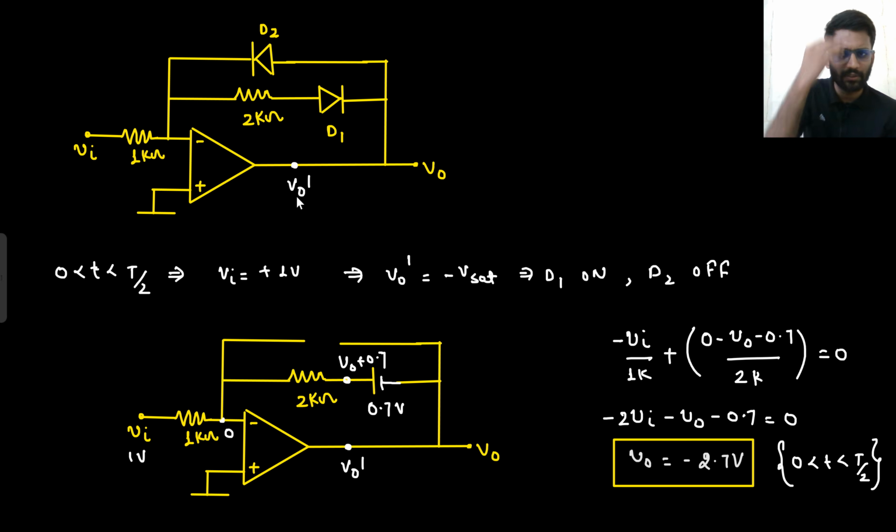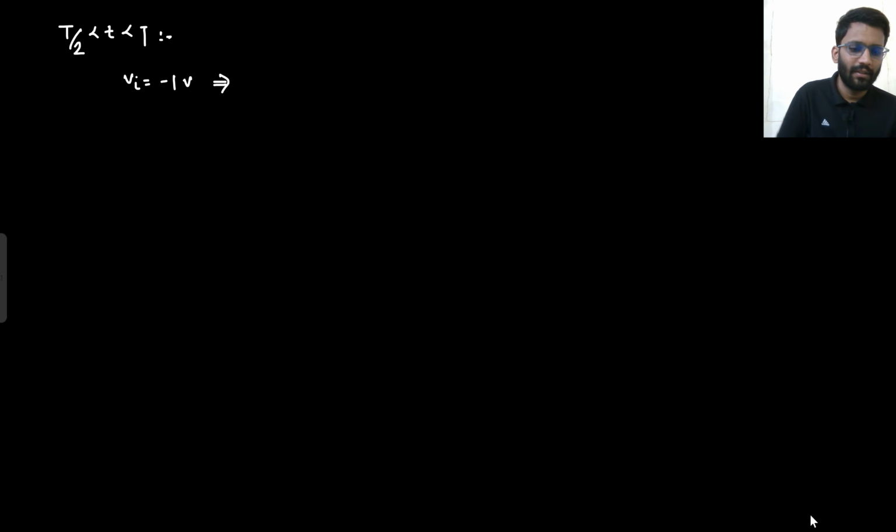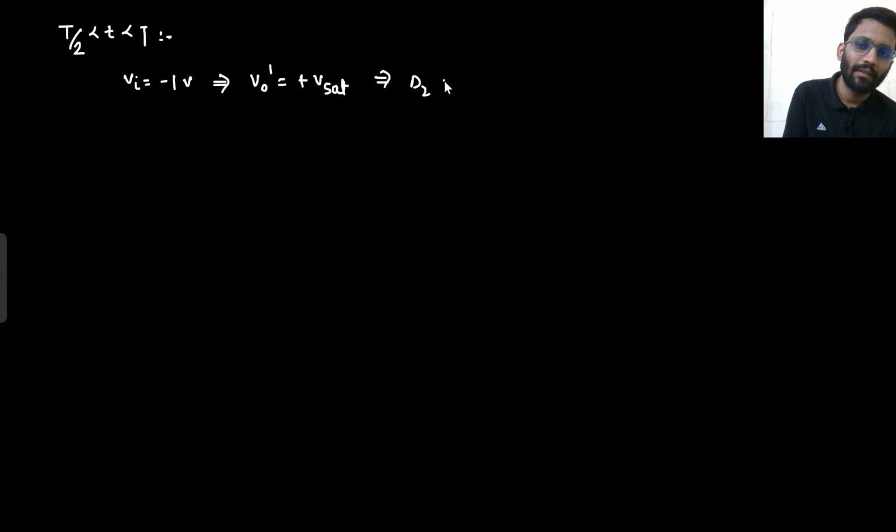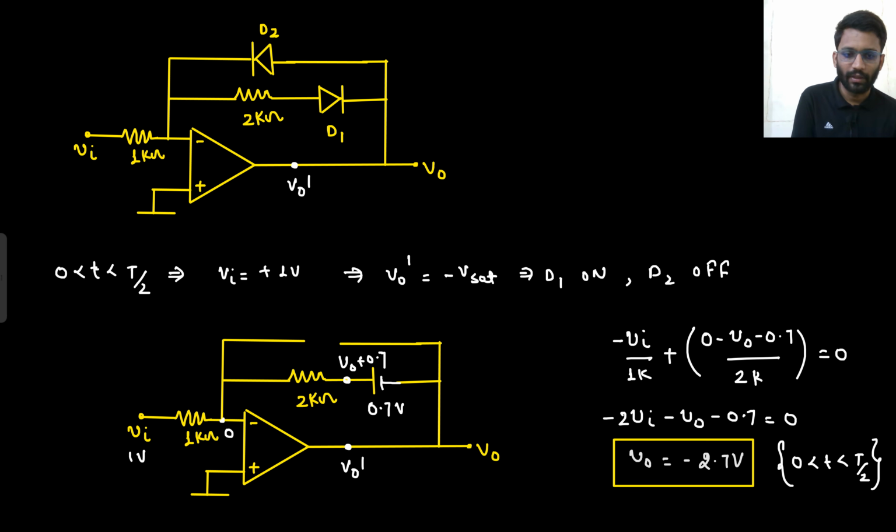Got to know this? Very, very easy concept. V naught dash will be plus Vset because V in is minus 1 volt. And if it is plus Vset, that means D2 is on and D1 is off. D2 on, D1 off.